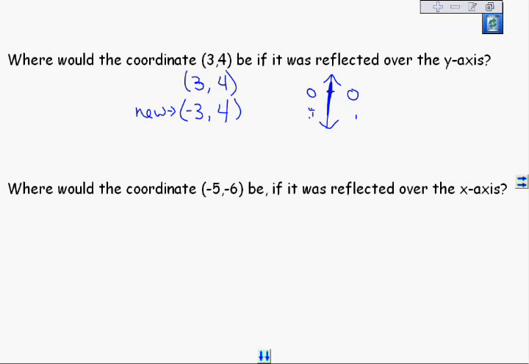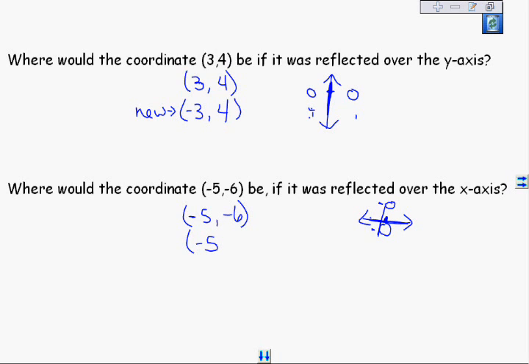Where would the coordinate -5, 6 be if it was reflected over the x-axis? Well, let's think about how it's traveling. It's going over the x, which means it stays in the same spot for the x-coordinate. Stays right there. What changes is where it's at on the y. So the x is going to stay the same.